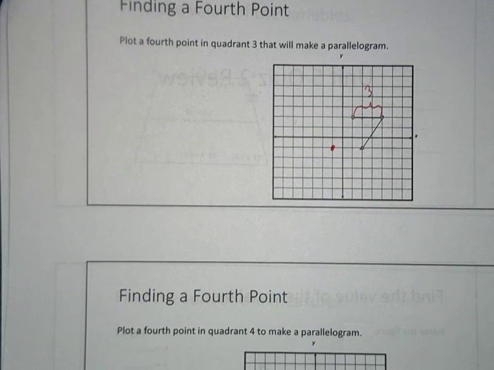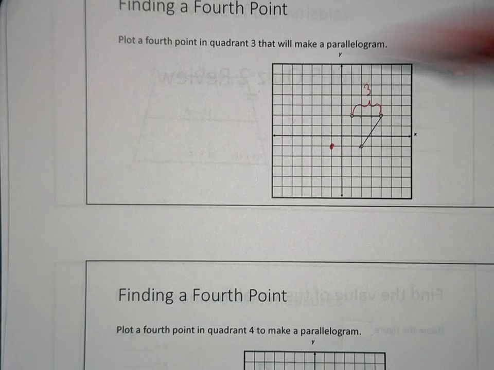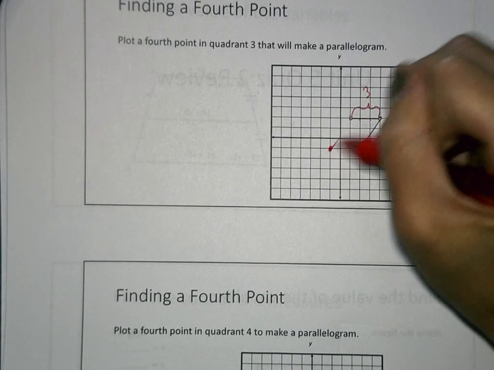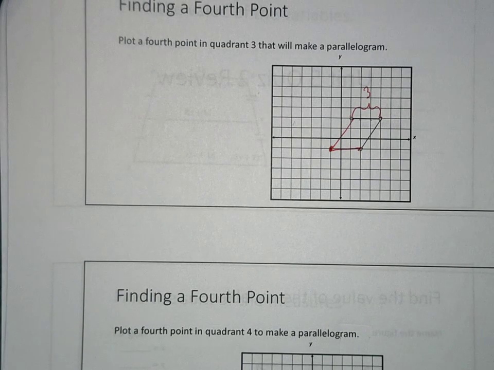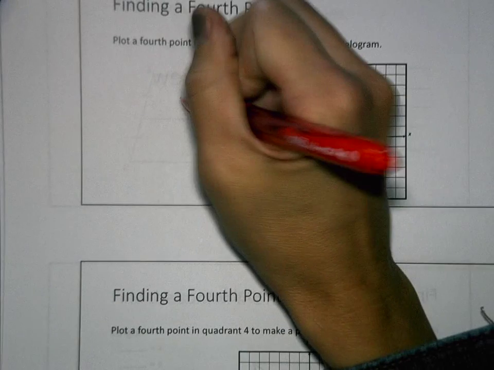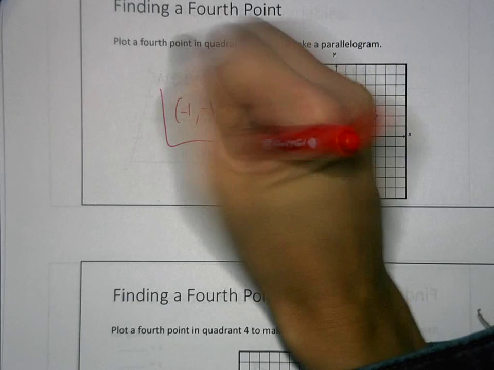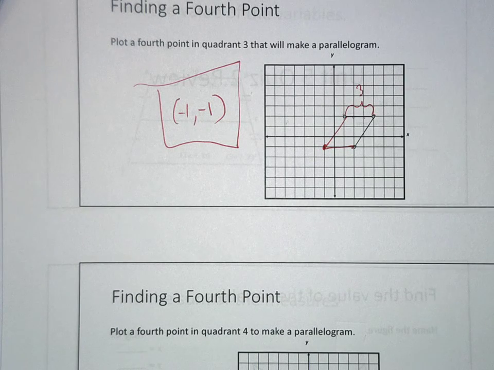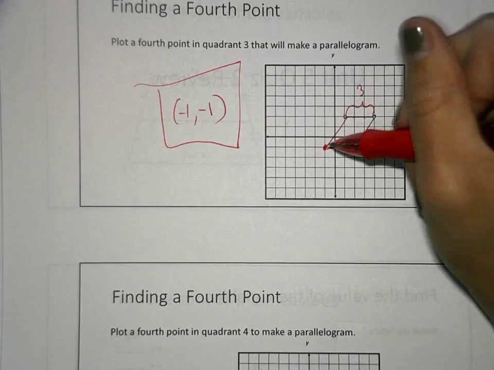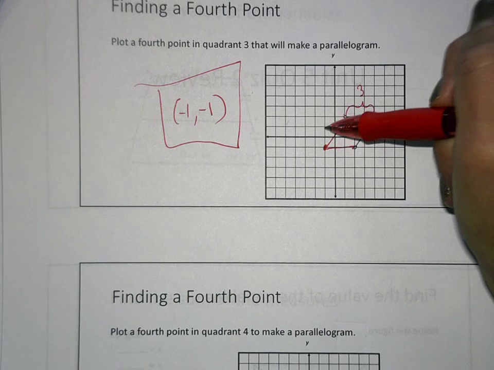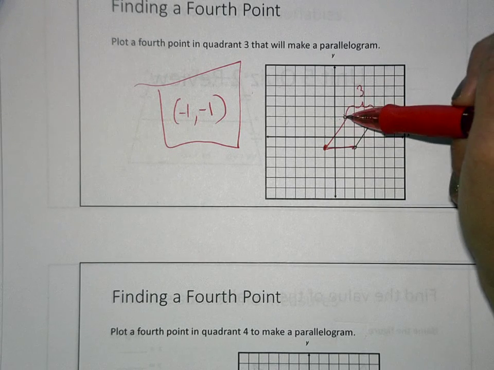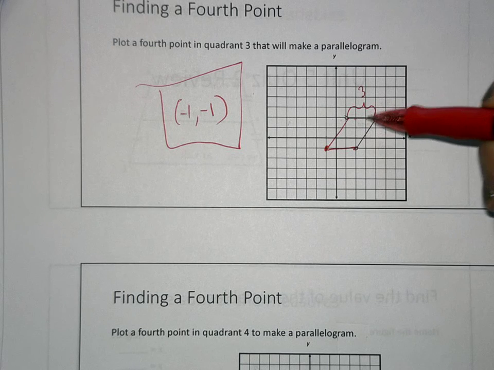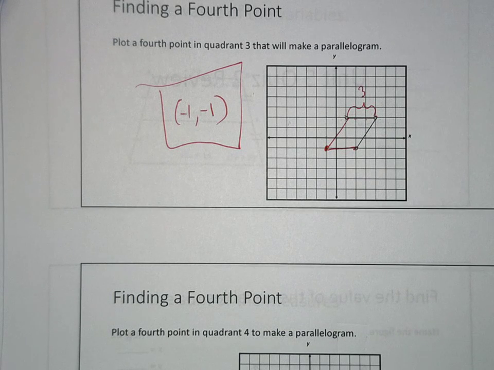Is it in quadrant 3? Does it look like it's made a parallelogram? And could you use the slope and confirm that they have the same slopes? Yeah. So the correct answer is -1, -1. If you check this slope, it goes up 1, 2, 3, right 2. This slope, up 1, 2, 3, right 2. So they have the same slopes. That's a way to confirm that you have the right point, by checking your slopes. All right, fourth point on the next one.